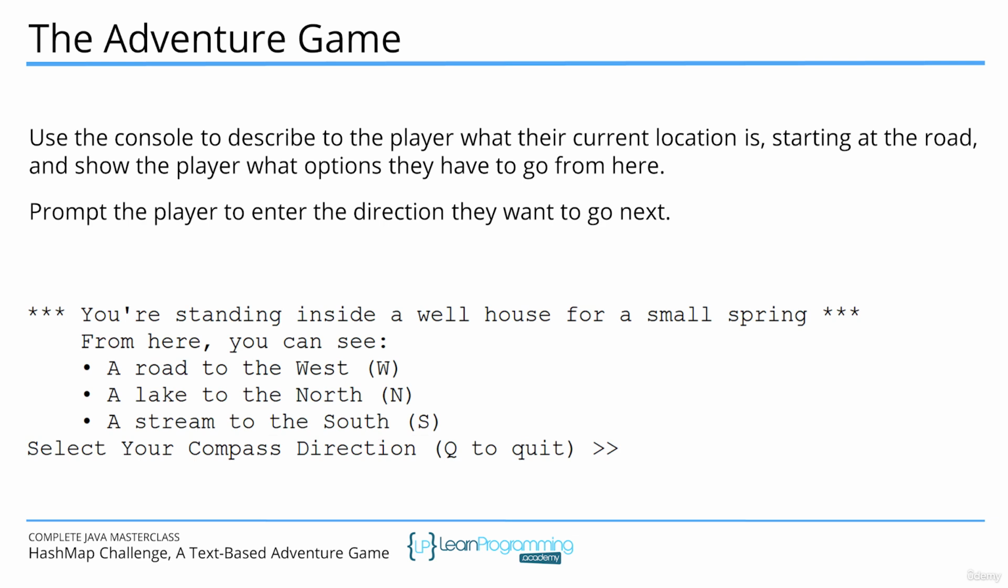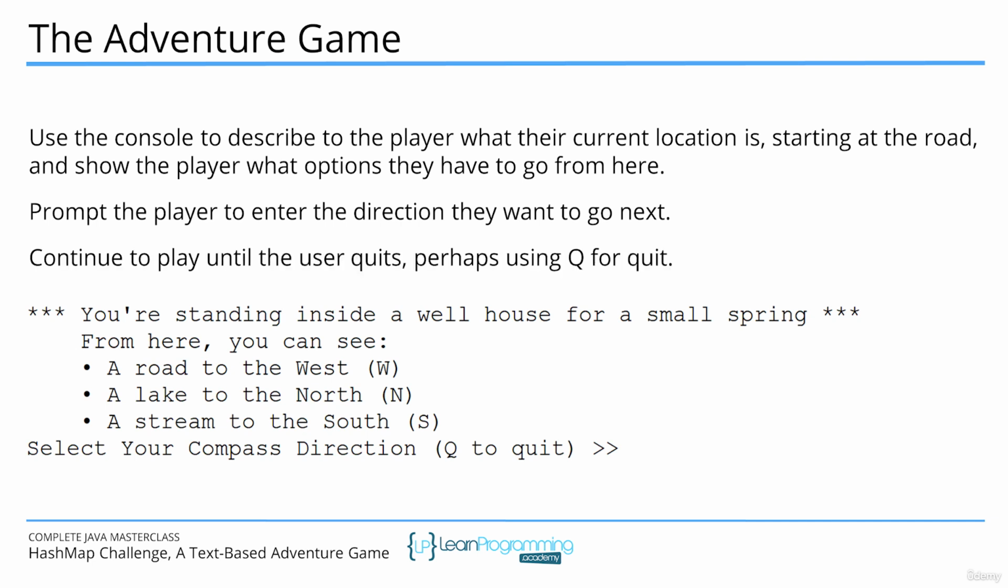You can let the user know what lies ahead by giving them a hint about the next place or not. For example, you could just tell them they could go either east or west and offer no hints. Continue to play until the user quits, perhaps using Q for quit.